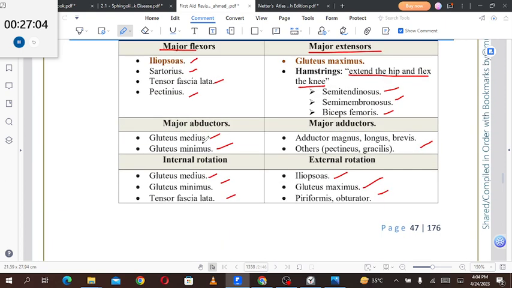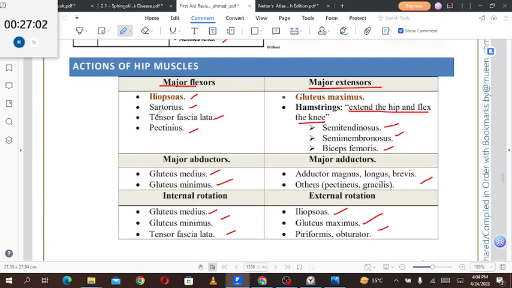Okay, so let's try to make it. Major flexors: it is ISTP. ISTP. These are the initials, so you can make it like ISTP. Okay, then we have GH over here. Major flexor GH, growth hormone.